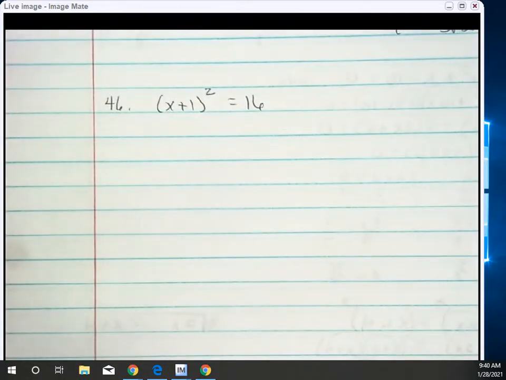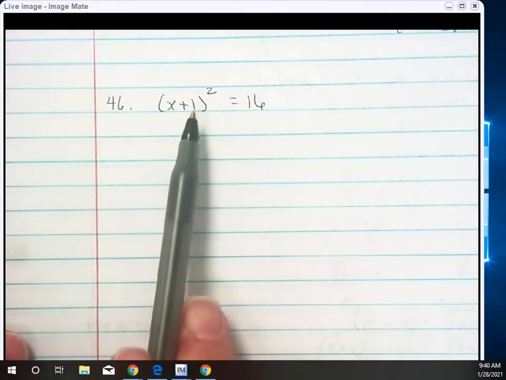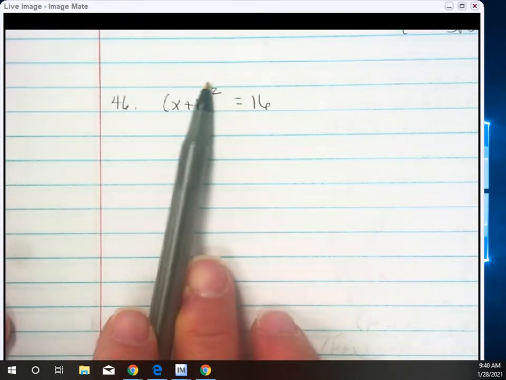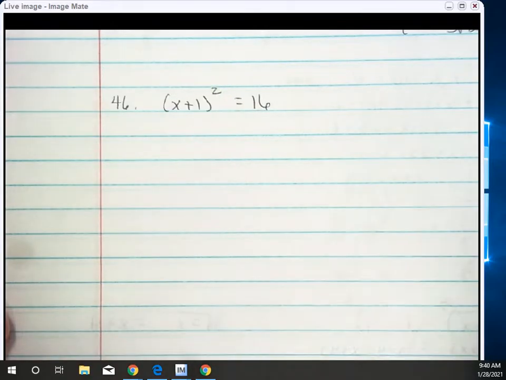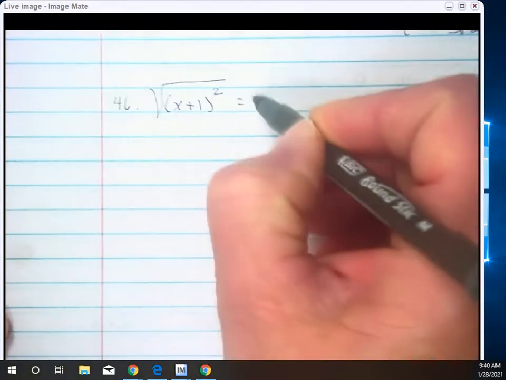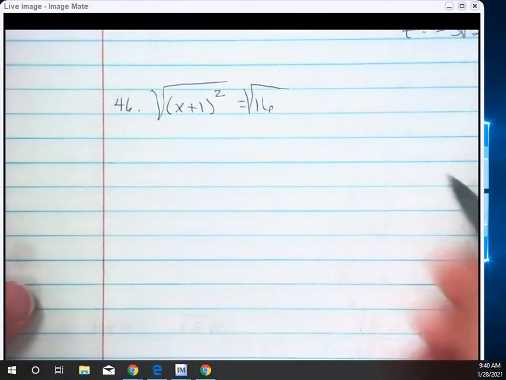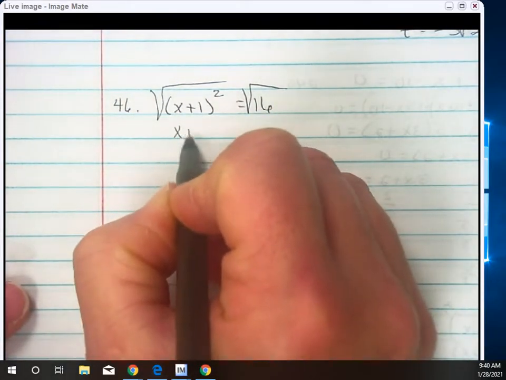Okay, so you have this x plus 1 quantity squared. Now, some of you are going to be tempted to just FOIL this out, but we're wanting to solve and we want to do it in the quickest time possible. So what's another way to undo a square? Well, it's to take the square root. So if the quantity squared is already on a side by itself, you can just take the square root.